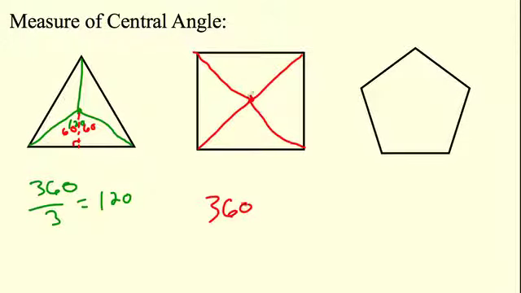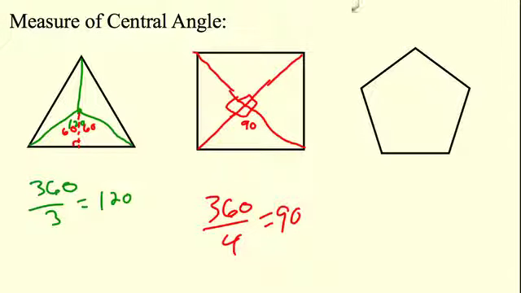I've got 360. How many central angles do I have? I've got 1, 2, 3, 4 central angles here, so divided by 4. What are each of these? These are all 90-degree angles. And maybe we remembered that back from Unit 5 with the quadrilaterals, that these are all right angles.